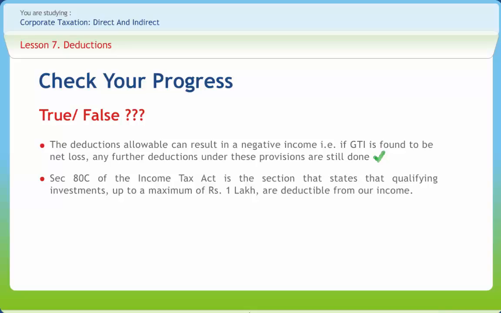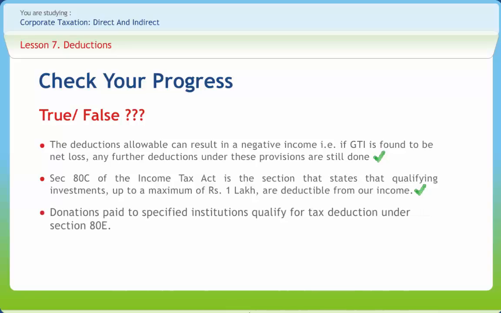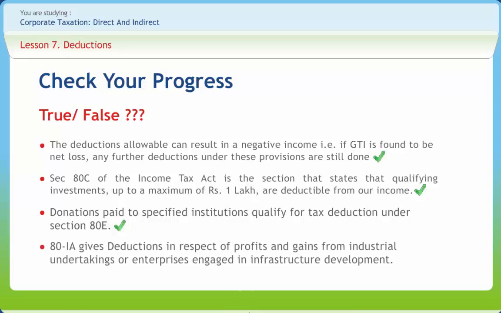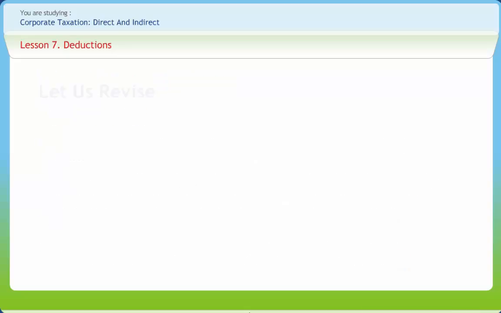Section 80C of the Income Tax Act is the section that states that qualifying investments up to a maximum of Rs 1 lakh are deductible from our income. Right or wrong? Right. Donations paid to specified institutions qualify for tax deduction under Section 80E. Right or wrong? Wrong. 80IA gives deductions in respect of profits and gains from industrial undertakings or enterprises engaged in infrastructure development. Right or wrong? Right.